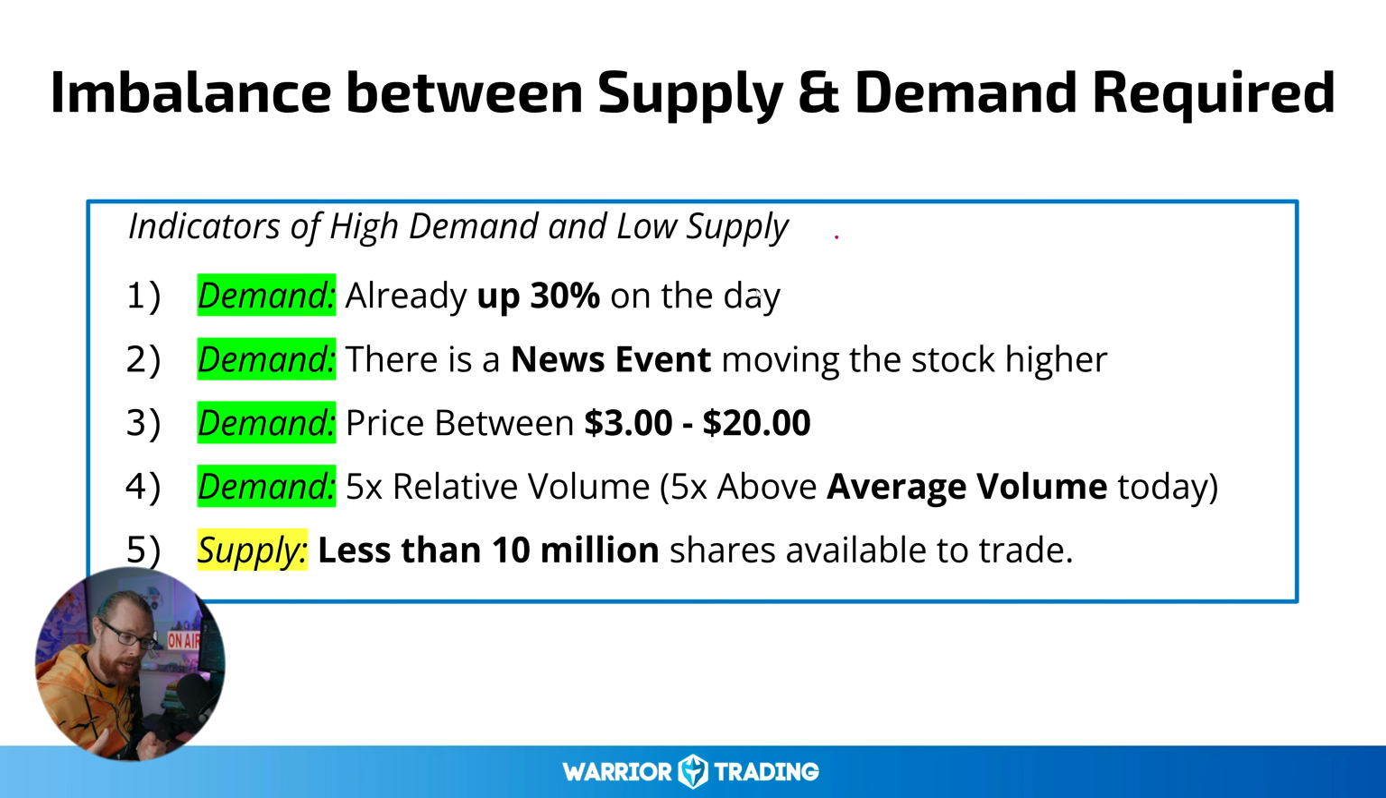You should download the PDF. That way you can have it as a resource and it also expands upon these criteria. In short, right now in this market, we need to have an imbalance between supply and demand. The imbalance between supply and demand is what allows a stock to make a big move.